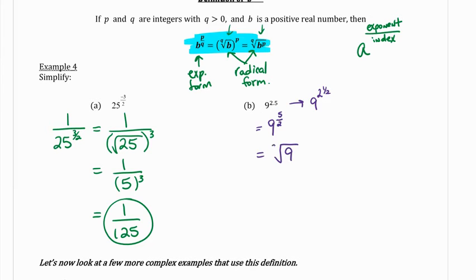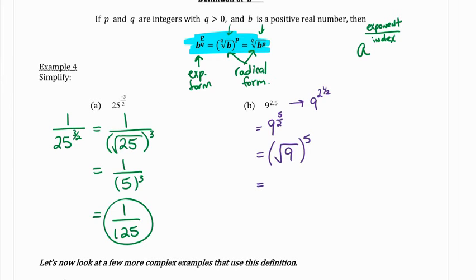Index is 2, so that's like a square root, but if it's a square root, we don't have to write the 2. Our exponent is 5. Again, if I put it here, I have to do 9 to the 5th power. That makes a really big number. Instead, I can do the square root first, and that makes it a smaller number to deal with. So I'm going to put the 5 out there.